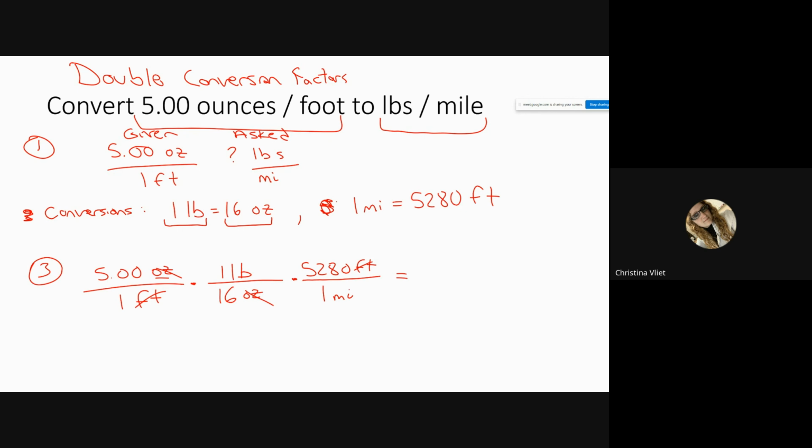5 times 5280 for the top. 5 times 1 times 5280. I get 26,400. And then on the bottom, 16. And that's pounds over mile. Can we simplify that more? Yeah. Should we simplify that more? Or does it make sense to communicate to someone 26,400 over 16? Simplify it more. So you divide 26,400 by 16 and you get 1650 pounds per mile. And that's your final answer.